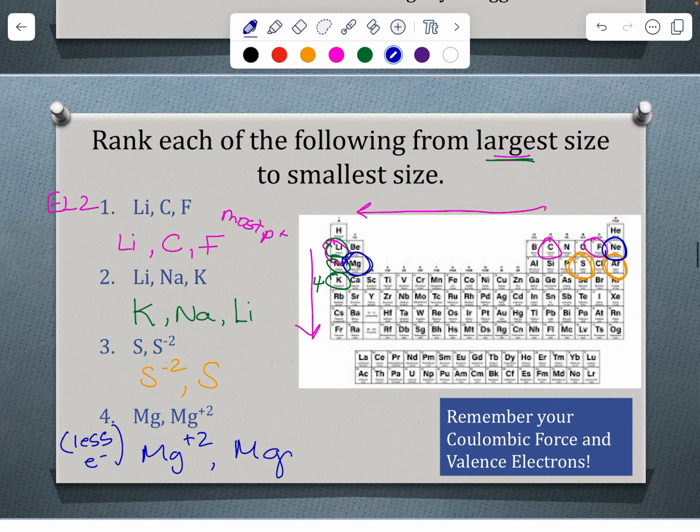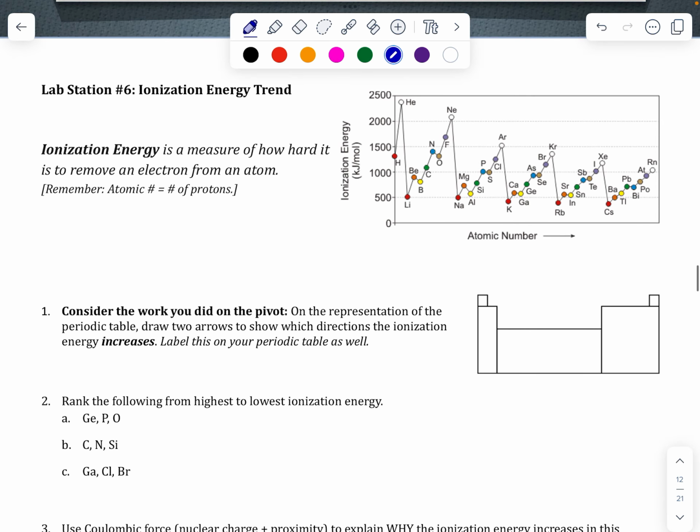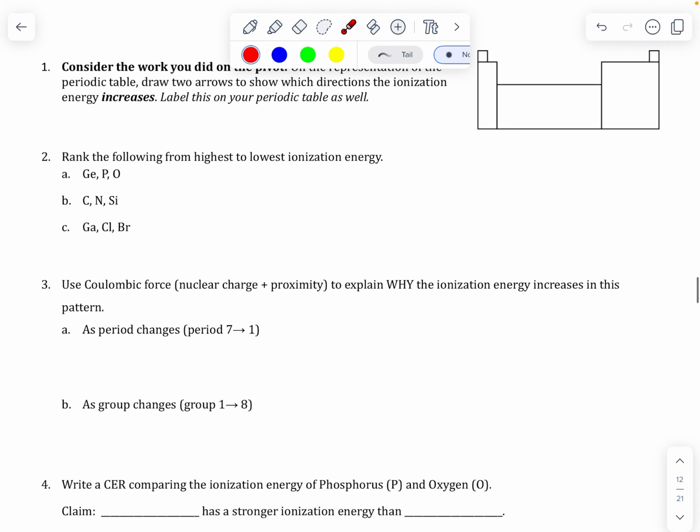If you want, pause the video, take some time to fill out that CER at the bottom on atomic radius, and then we're going to move on to the next section. All right, ionization energy is our next one. Again, we're going to go through explaining these and then ranking them to make sure we understand what those trends are.